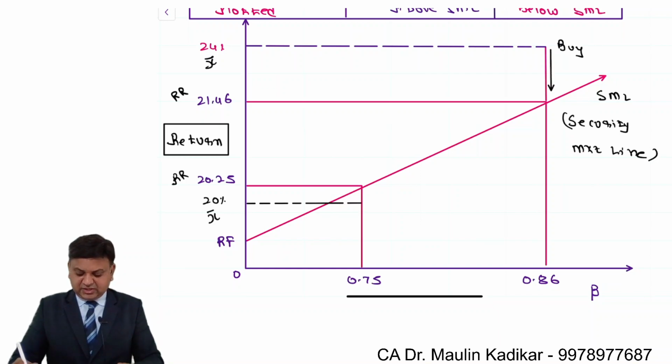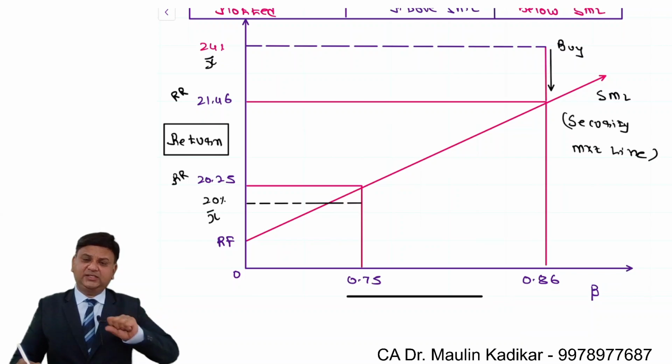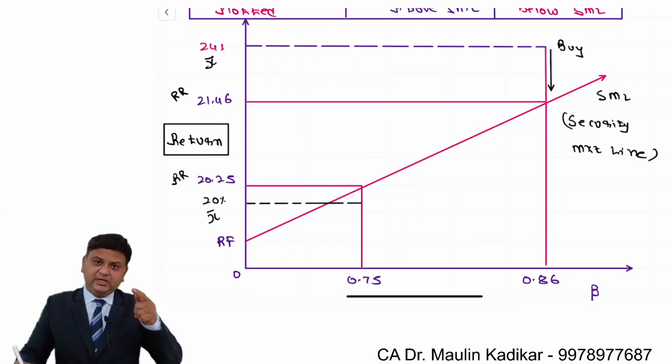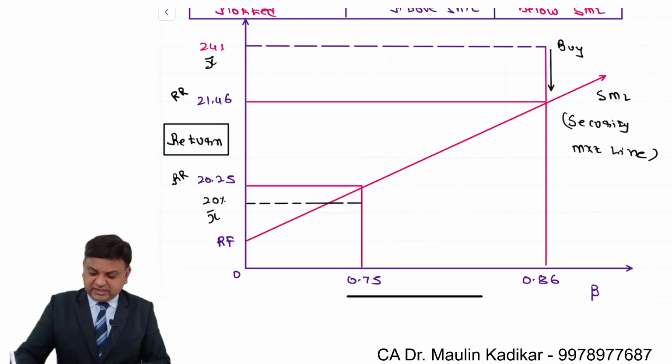As far as security B is concerned, it is lying below SML. So everybody will sell, sell, sell. The price of the security will fall down and reduce in such a way that again the security will fall on the security market line. So basically as per CAPM, in an equilibrium situation, all securities will plot on the security market line.